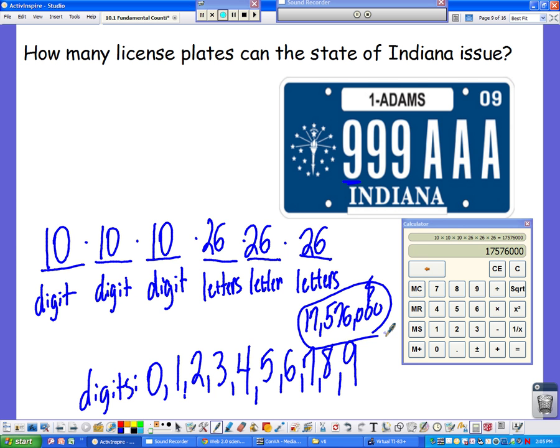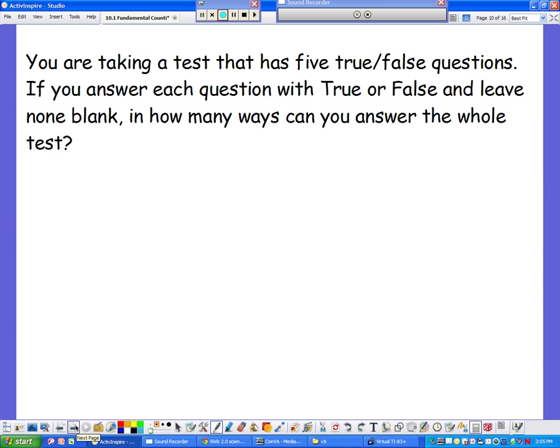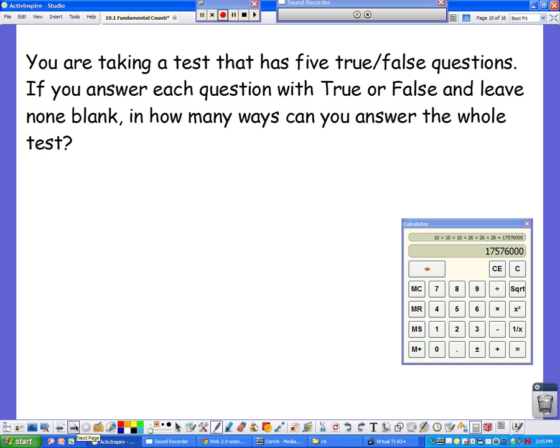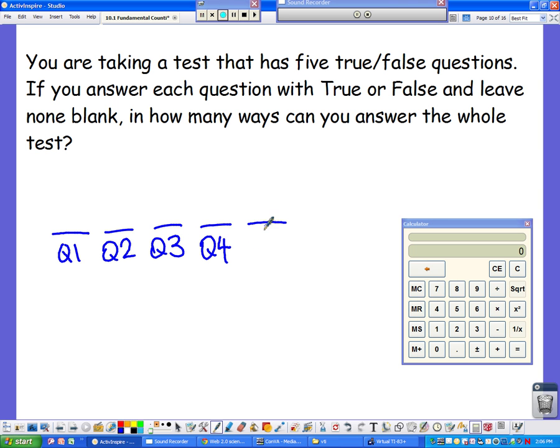So let's go ahead and take a look at the next one. And you've always got to be thinking about how many options do I have to choose from. So in this example, it says you're taking a test that has 5 true-false questions. If you answer each of the questions with either true or false and leave none of them blank, how many ways can you answer the whole test? Well, we have question 1. You have question 2. You have question 3, question 4, and you have question 5.